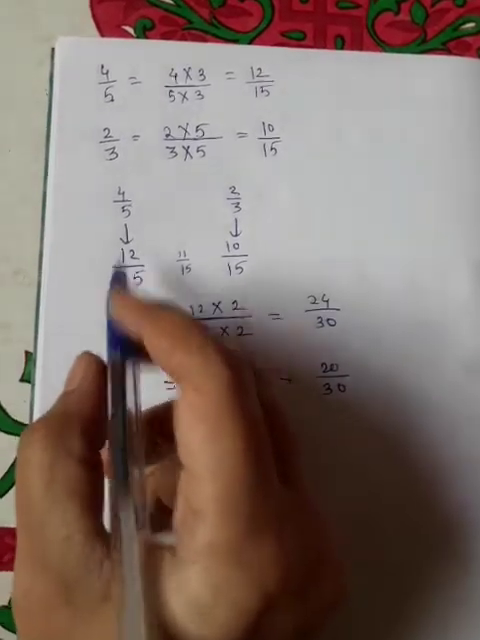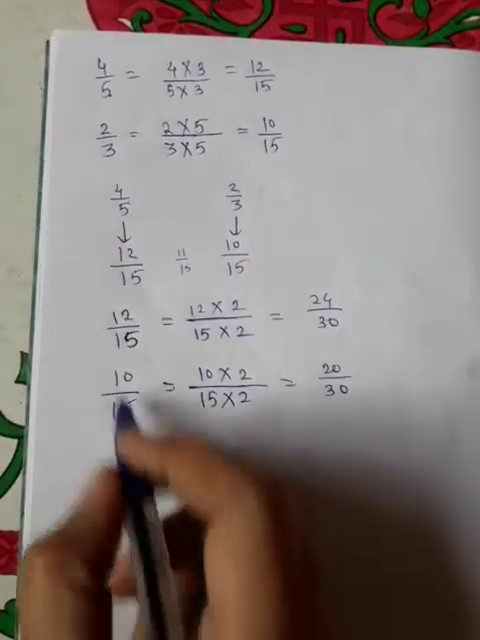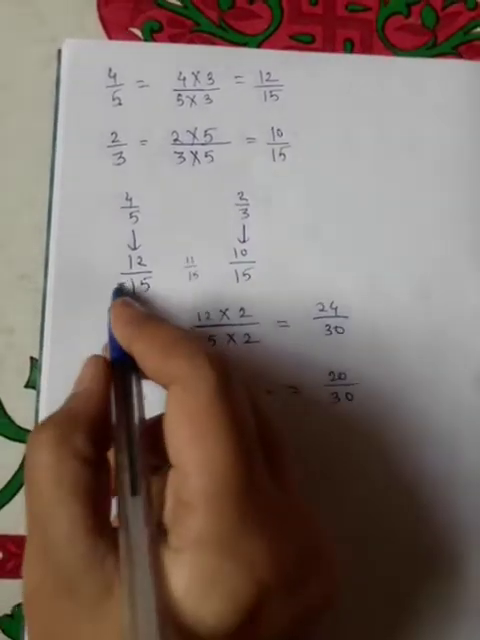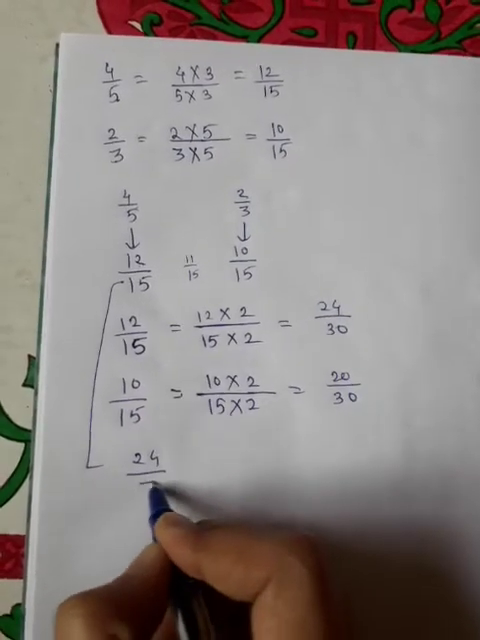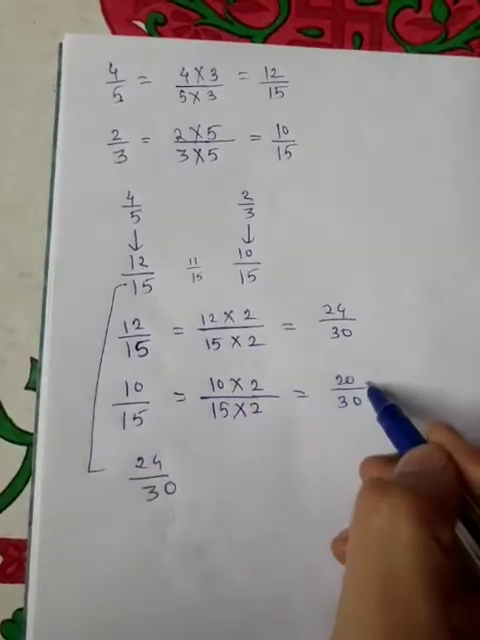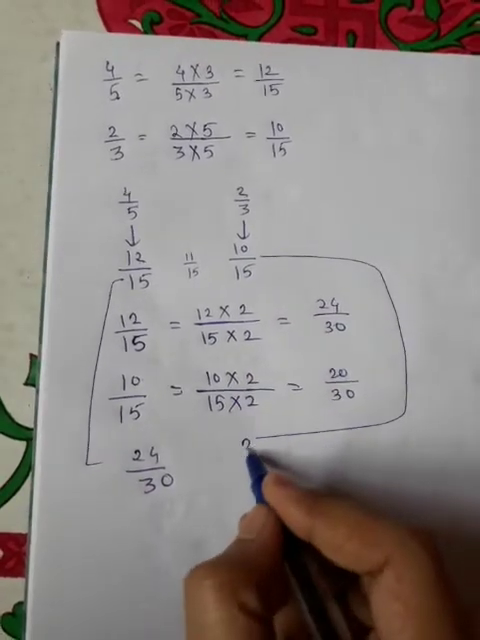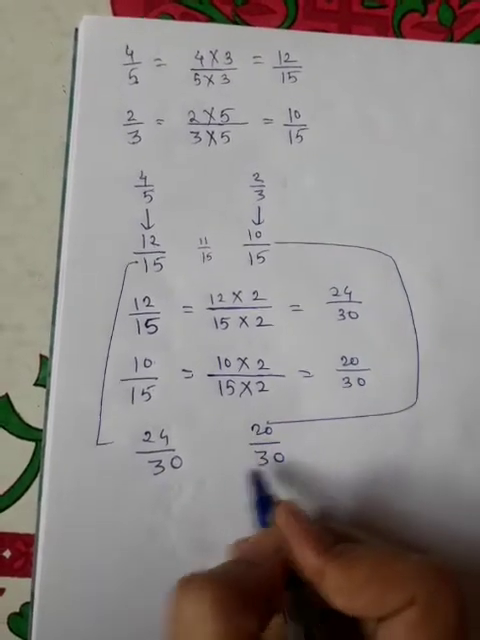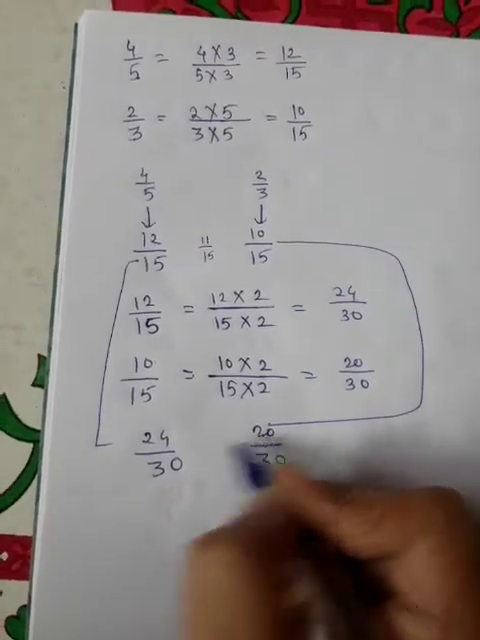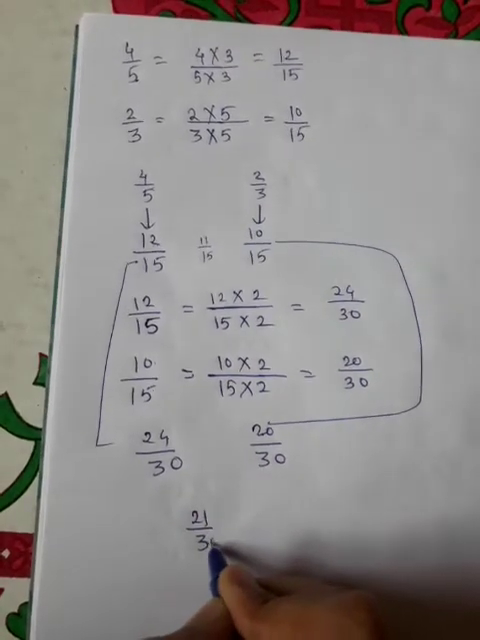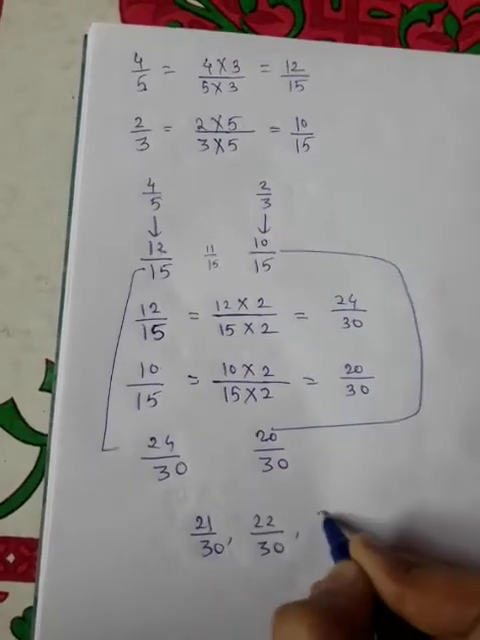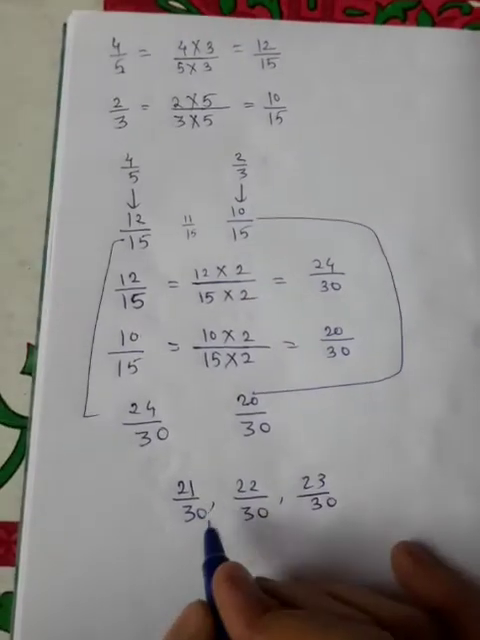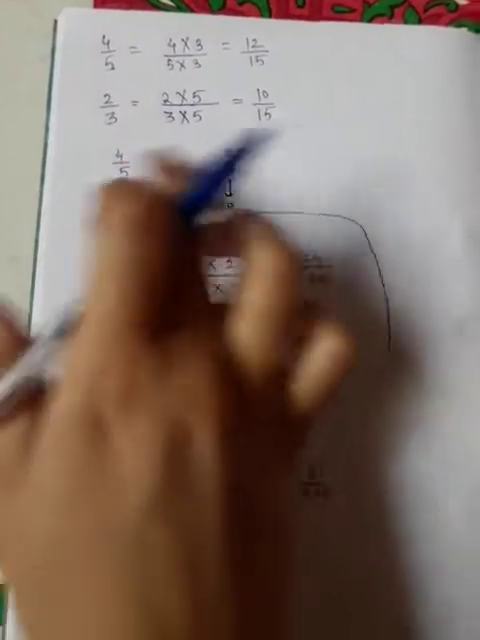Now see again, 12 by 15 is converted into 24 by 30, and 10 by 15 is converted into 20 by 30. Now see how many rational numbers lie between these two rational numbers. Here denominators are same, here 20, here 24, means how many rational numbers? 21 by 30, 22 by 30, 23 by 30, after this 24. So we get 3 rational numbers between these two rational numbers.